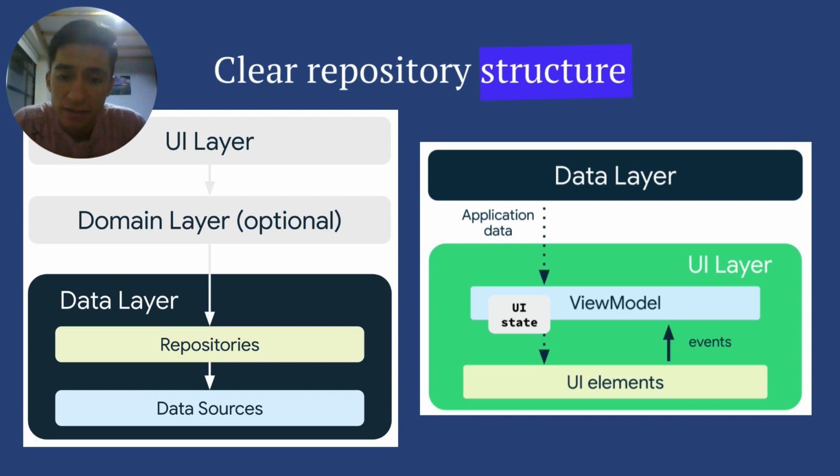So the data layer has the responsibility to handle all the repositories. So we know that we have to create one repository for each entity, and of course the data source, where we are going to have all the sources that we are pulling or getting. So this is the data layer. It could be local or it could be remote.